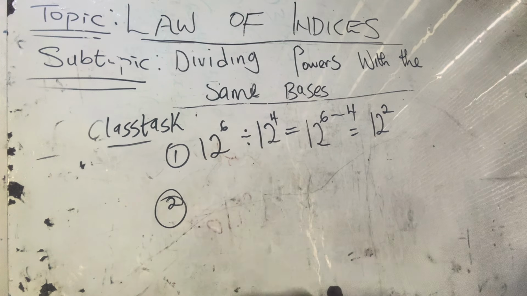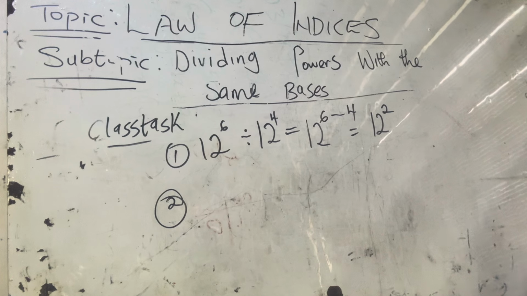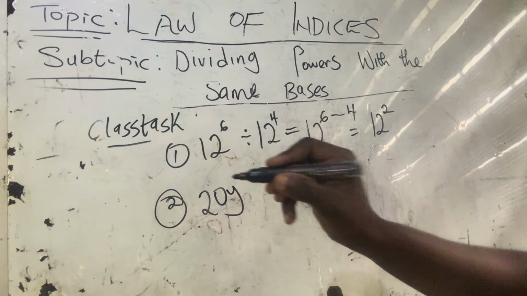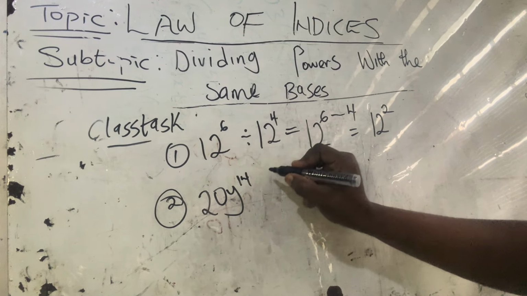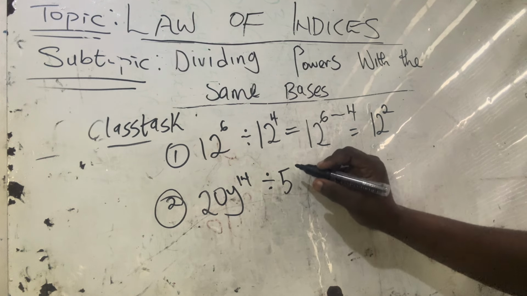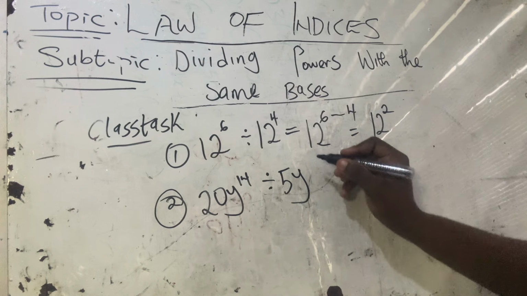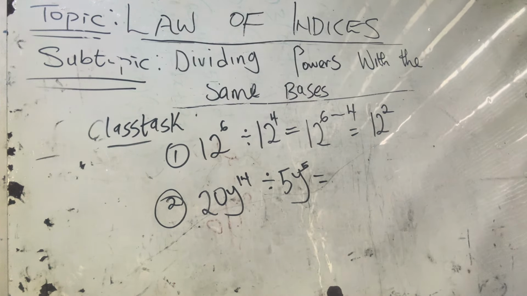Class task question 2. When we have 20y raised to power 14 divided by 5y raised to power 5. Now I'm going to count 10.